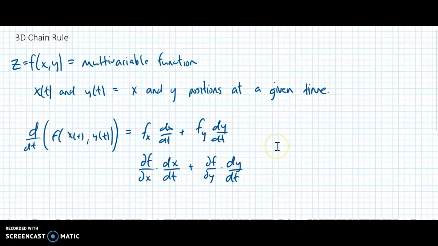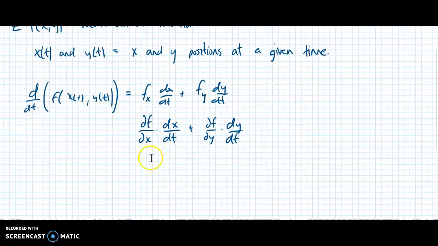I'm not going to go into too much why they don't cancel, but if they did cancel, then the partial y and the dy would cancel. I would get partial f dt and partial f dt, and when I have 2 of them, no, these are just what they are, and you'll see as I move along.